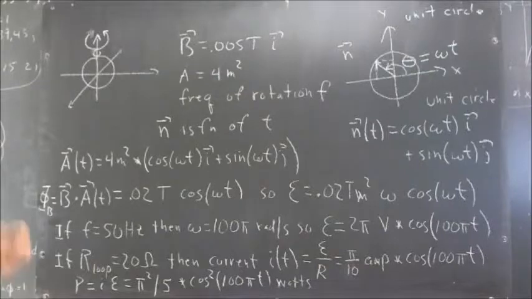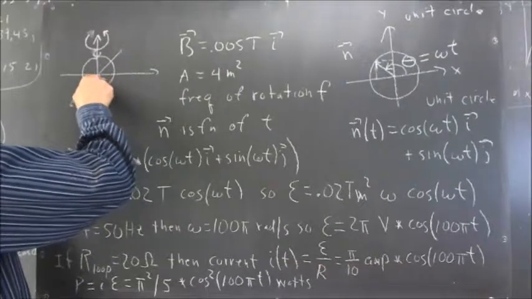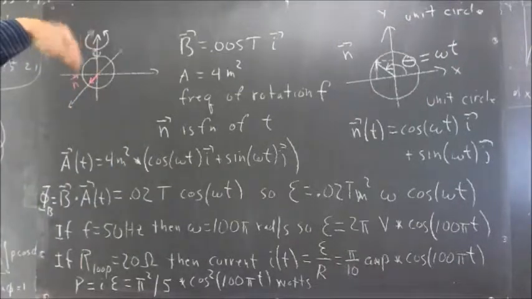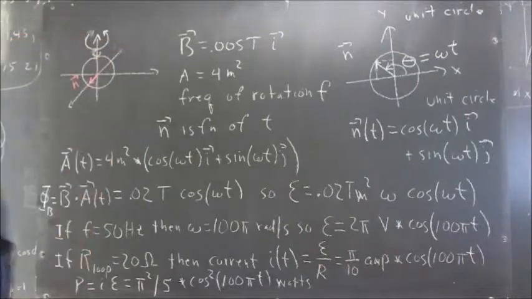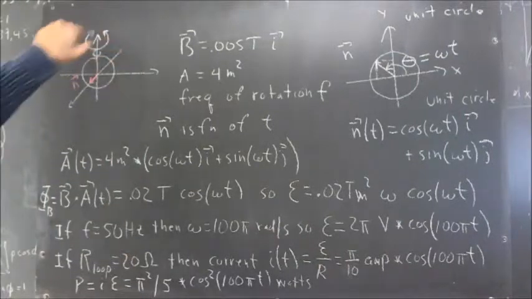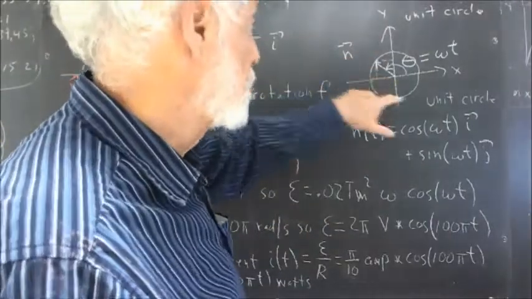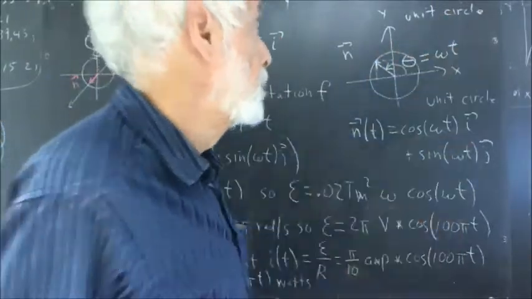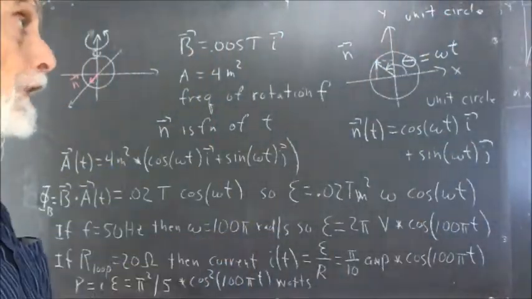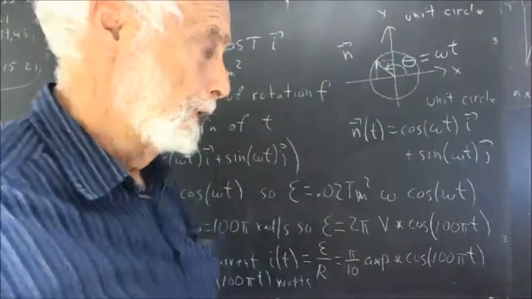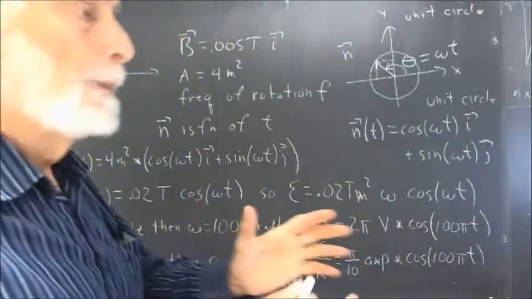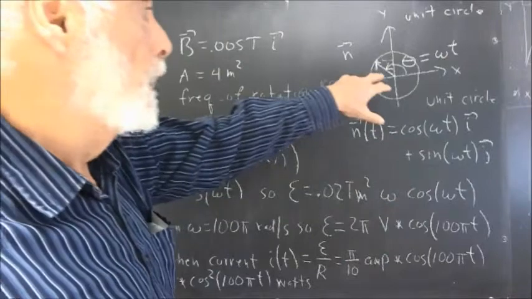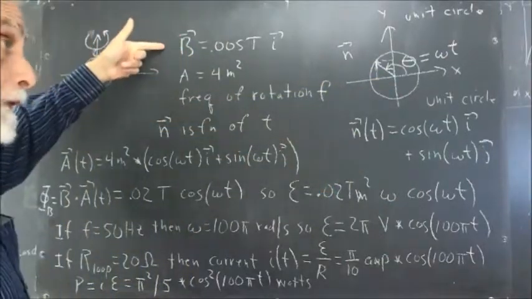So here's the normal vector. As the loop rotates, the normal vector is going to rotate from the x-axis out toward the y-axis and around. Theta equals omega t, where omega is the angular frequency. Now I haven't specified what that angular frequency is at this point, but I do down here. It's the same angular frequency we saw before, but now it's not the magnetic field that's fluctuating.